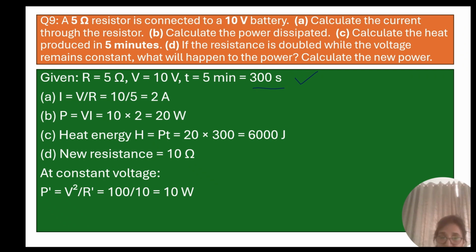At constant voltage, your new power will be V square upon R dash. So here V square, that is the voltage mentioned, that is 10. So 10 into 10, that is 100 upon 10, will give you 10 watt. So therefore, as you have noticed, the power becomes half.